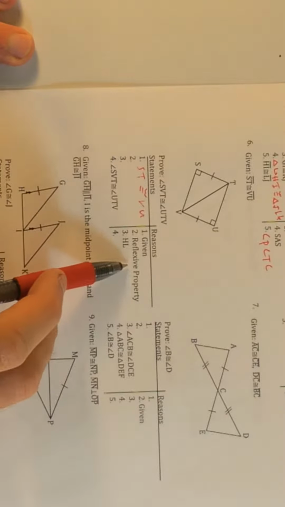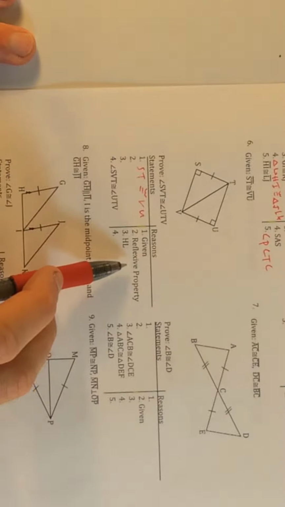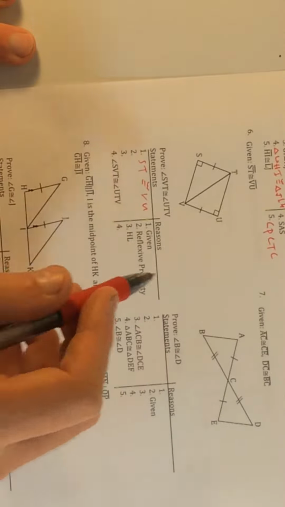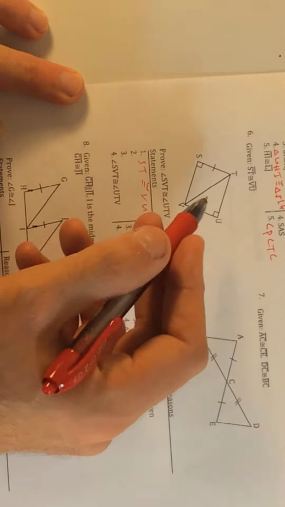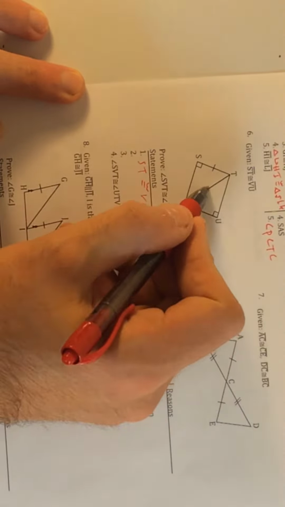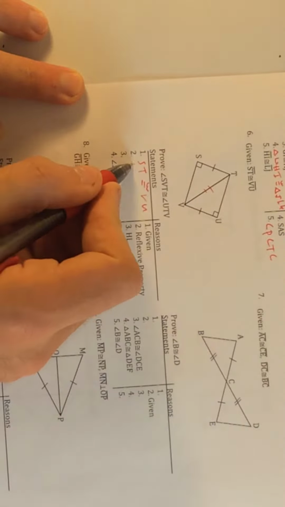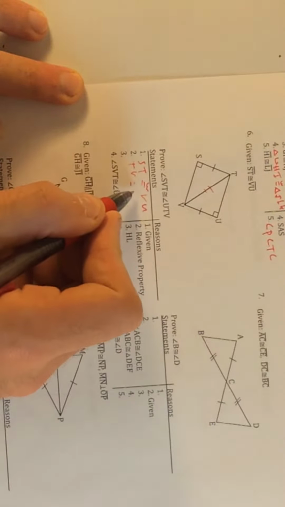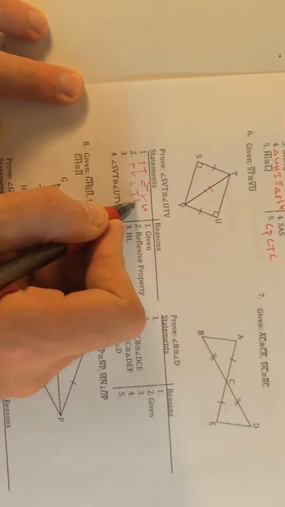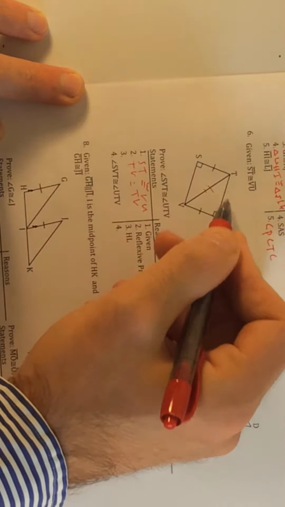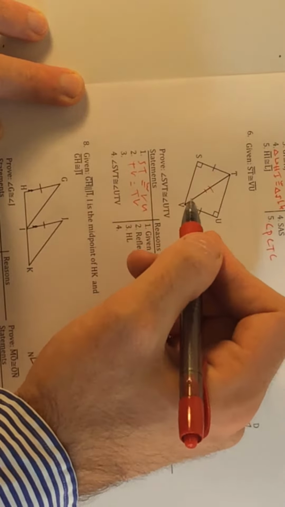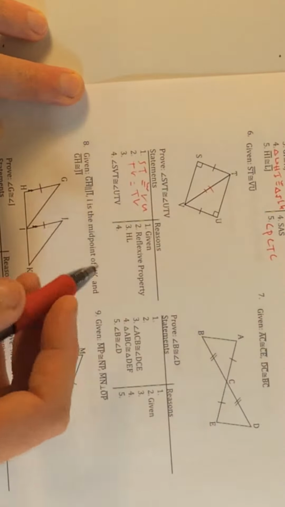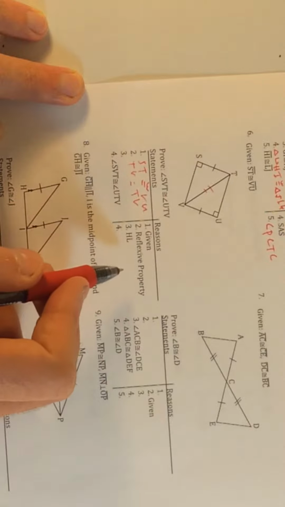Reflexive property. We haven't used this word, but this is really just a fancy way of saying that if a line segment is shared, then it's equivalent to each other. So this is basically just saying that TV is equal to TV. Notice how both these triangles share this line segment. So we're saying this line segment, because it's shared, is equal for both triangles. So we've got TV is equal to TV.